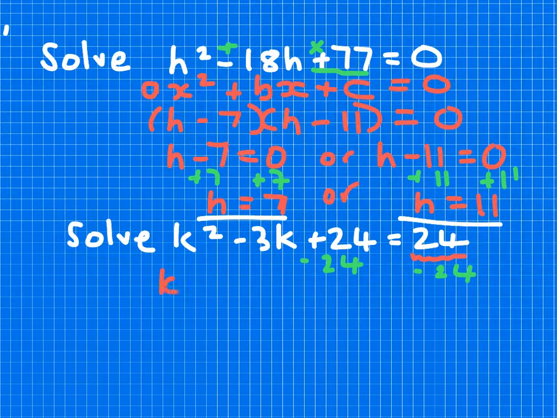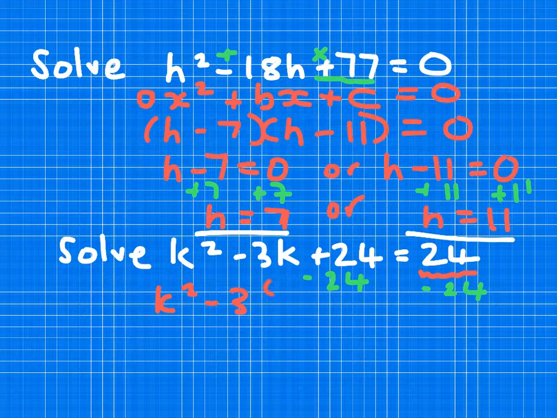k squared minus 3k is equal to 24 minus 24 is 0, and 24 minus 24 is 0. So there we have k squared minus 3k is equal to 0. Now we go ahead and factorize. k and k are at both parts here. So we have k times k minus 3 is equal to 0.